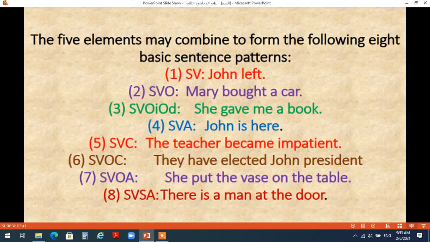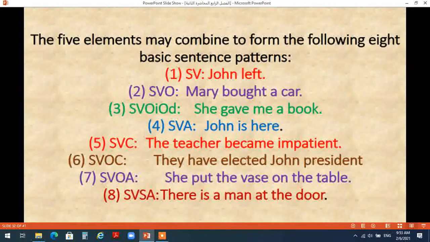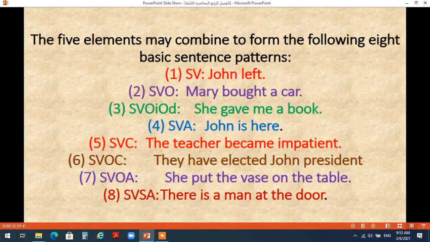أما النمط السابع فيتألف من subject والverb والobject والadverbial. She put the vase on the table. إذن the vase هو direct object و on the table راح يكون هو adverbial.